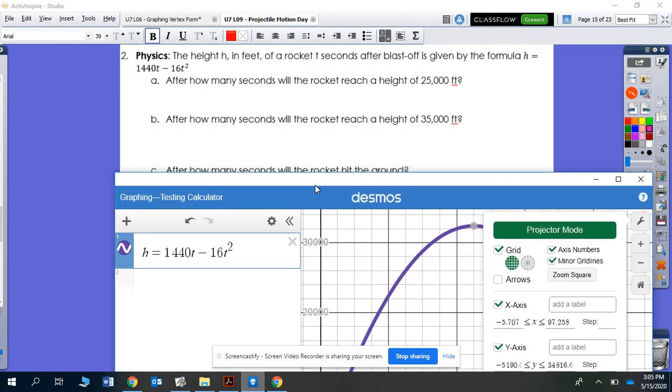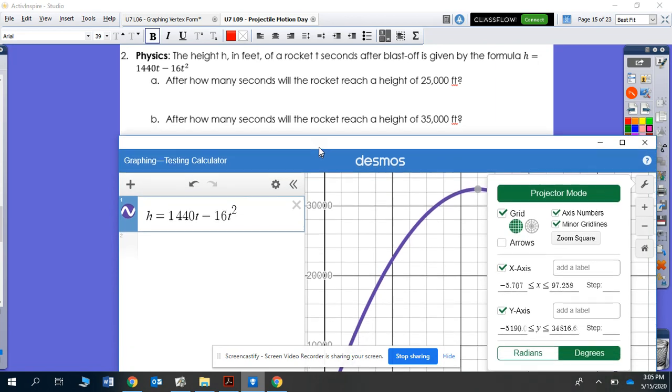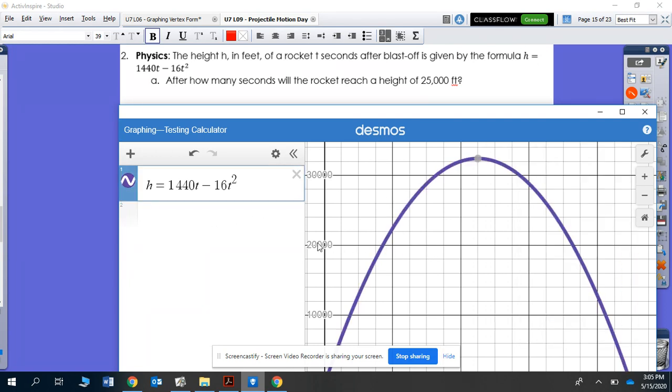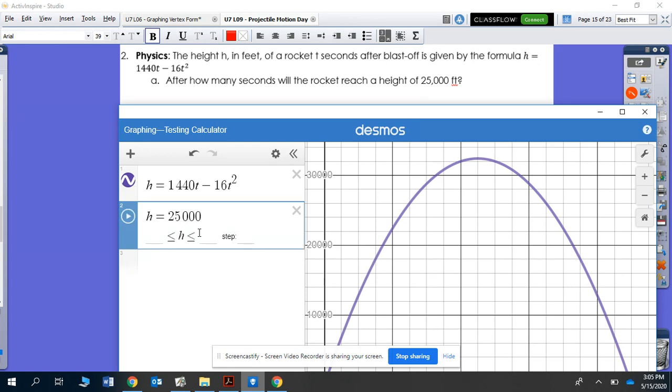It says, after how many seconds will the rocket reach 25,000 feet? Well, if we're trying to figure out when it reaches 25,000 feet, I've got really good news for you. This used to be super tough. It's actually super easy now. All we have to do is say, hey, when will H be 25,000 feet? We just type it in, right?